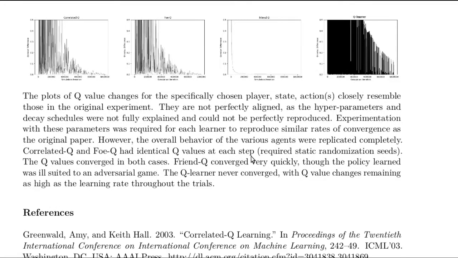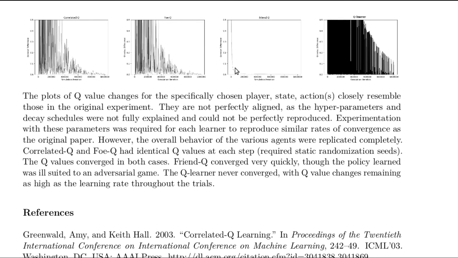Alright, so the results of all of this, the plots are very close to identical to Greenwald and Hall's original graphs. The only discrepancy is likely due to the decay schedule of alpha and initial alphas. Correlated Q and foe Q both had identical values and convergence rates. You can see these are identical, same result that was in the original paper.